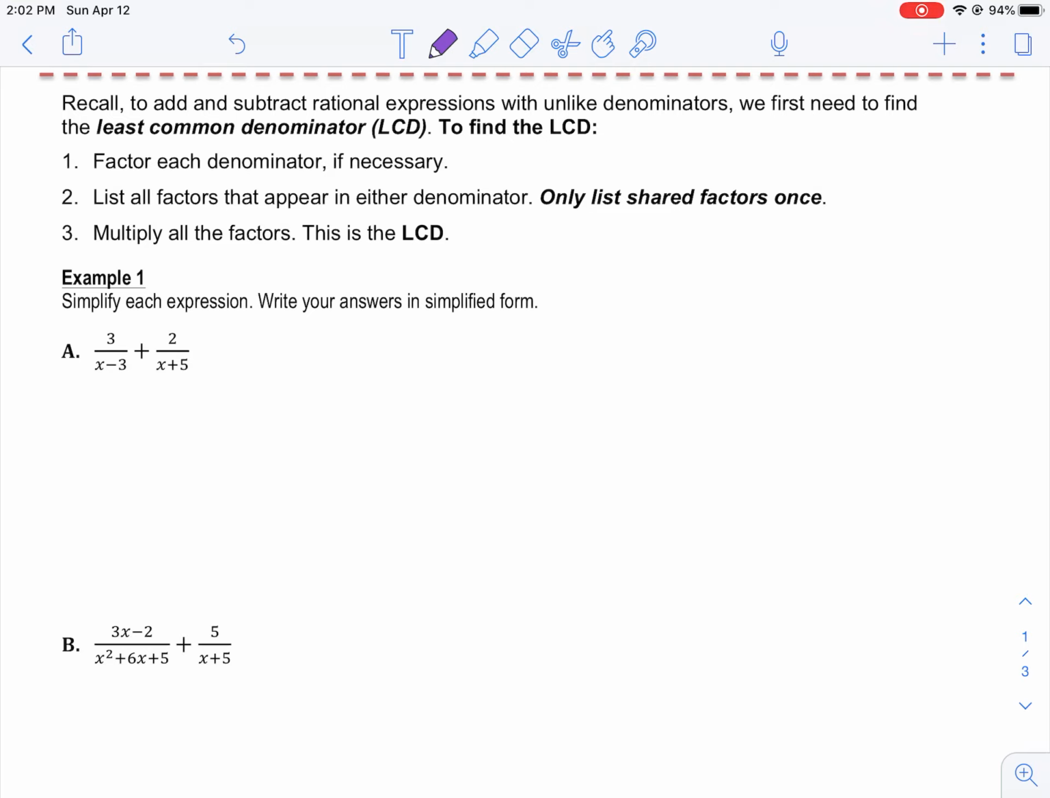We have 3 over x minus 3 plus 2 over x plus 5. Those do not have a common denominator. You can't just write that equals 5 over 2x plus 2. That's not how it works. So the first thing we have to do is find the least common denominator. Now, x minus 3 and x plus 5 are not factorable. Those are just single factors.